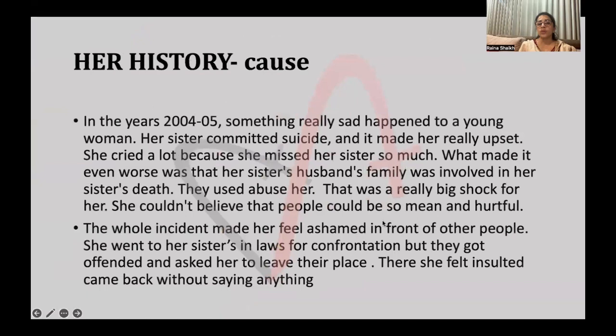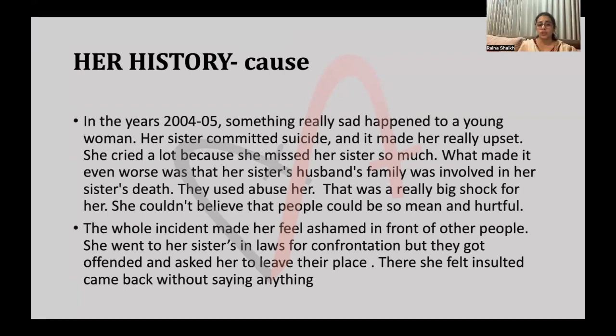So in her history, what we got was that in the year 2004-5, something really sad happened to the young woman. Her sister committed suicide and it made her really upset. She cried a lot because she missed her sister so much. What made it even worse was that her sister's husband's family was involved in her death. They used to abuse her. Now, this she came to know later. Till then, she was really sad and confused about why her sister would commit suicide. Many people were asking her what the reason was, and she had nothing to say. She used to feel a little ashamed, wondering what she should reply.